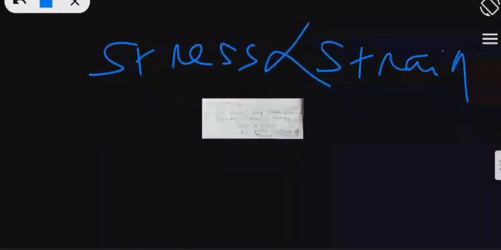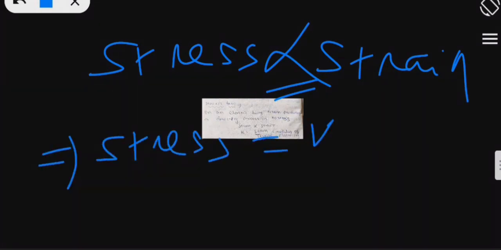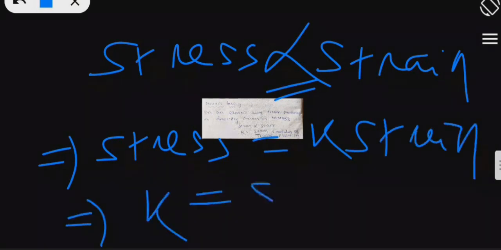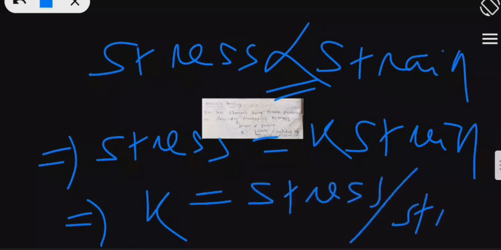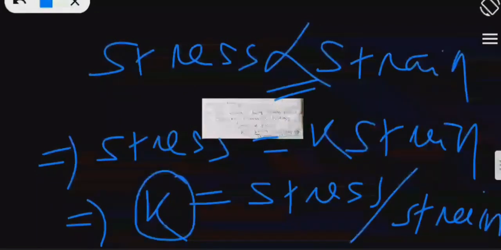If I want to calculate this, I have to remove the proportionality symbol. Then stress is equal to K into strain, and K is equal to stress upon strain. This constant is known as the modulus of elasticity. This constant K is going to give us the modulus of elasticity, when the strain is 1.